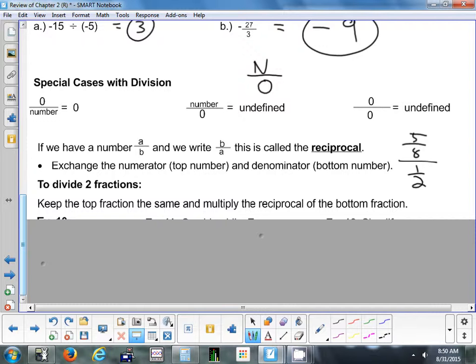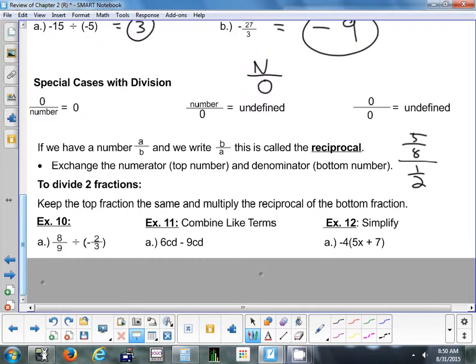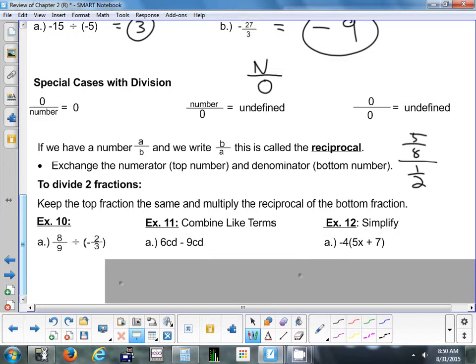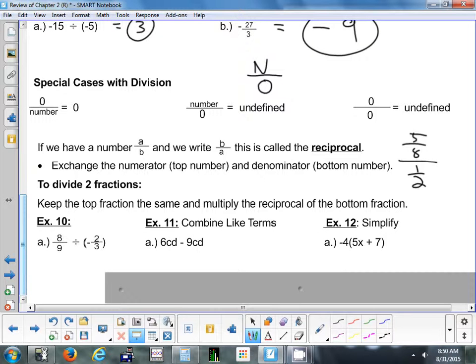That's perfect. Keep the top fraction the same, and multiply by the reciprocal of the bottom. You guys already have that written down? Yes. Okay. Mr. Hager, what if they're written like the examples there, like example 10? What if they're written like a cross, when there's no top and bottom?